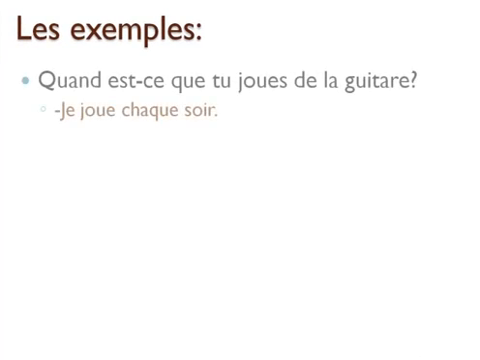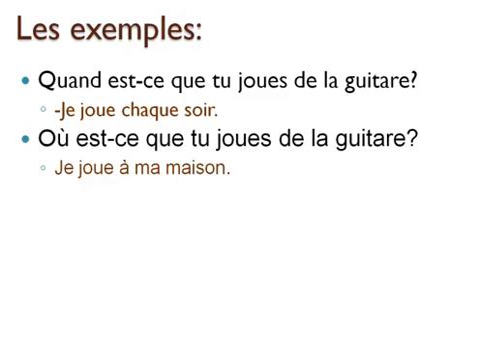Okay, let's look at some examples of questions that use some of these new question words. So if we want to get some information about when something occurs, we'll use the word quand, like in this question. Quand est-ce que tu joues de la guitare? When do you play guitar? And you can notice in the answer we have the information chaque soir that tells us I play guitar each evening. If we want to get some information about where something occurs, we would say où est-ce que tu joues de la guitare? Where do you play guitar?